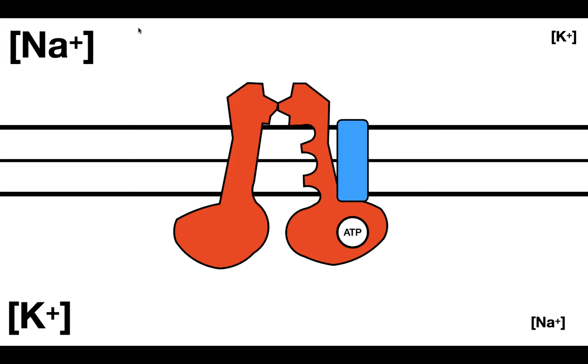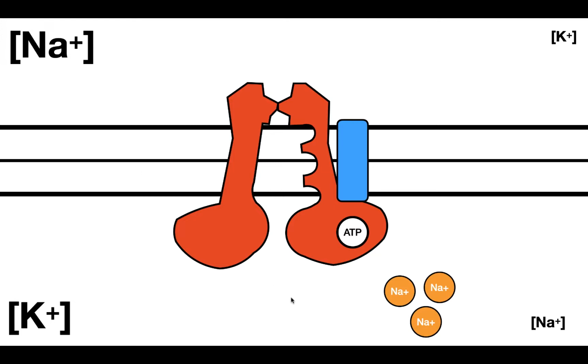Now the sodium-potassium pump has two subunits. The first one is the alpha subunit. This is going to be responsible for mediating the transport of sodium and potassium, as well as the catalytic activity. The second subunit is the beta subunit. This is going to be responsible mainly for the assembly of the pump. So now what I want to do is focus on the different phases of the pump.